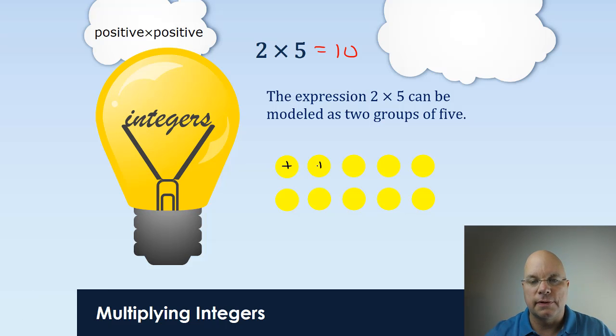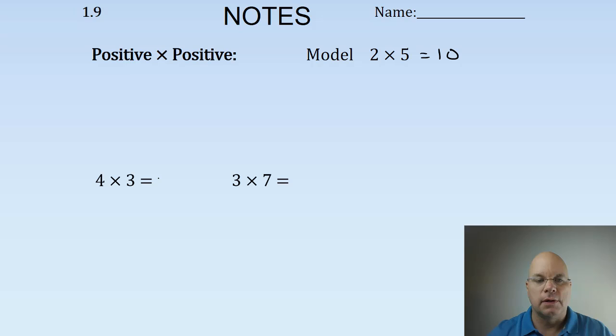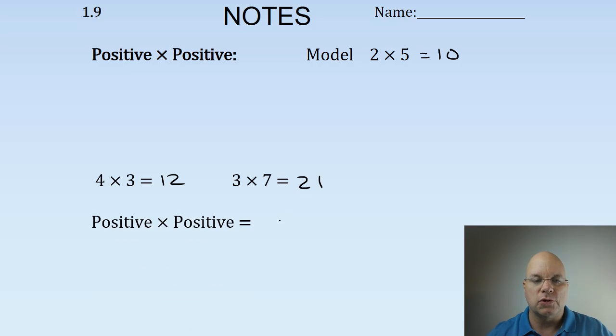These are all positive. I have 5 here. There's one group of 5, and here's my second group of 5. Altogether I have positive 10. So if we have positive multiplied by positive, we get a positive. 4 multiplied by 3 is 12, 3 multiplied by 7 is 21. So positive multiplied by positive is positive.